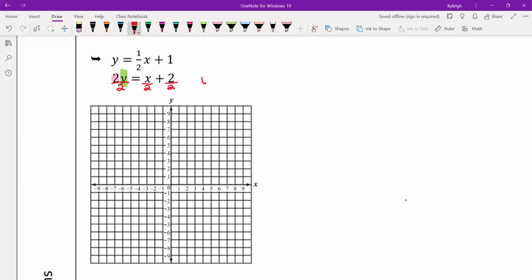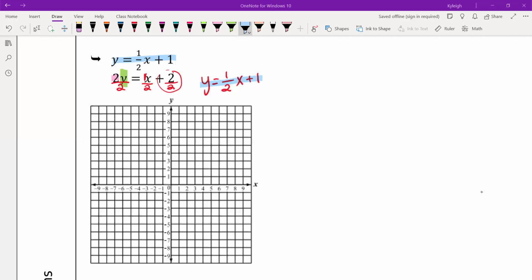So I'm gonna get y equals, there's a 1 here. 1 isn't divisible by 2, so I write 1/2 x. 2 divided by 2 is 1. So then I have those two things. What do you notice about these equations? Hopefully you notice that they're identical. Hopefully you notice that they're the same.